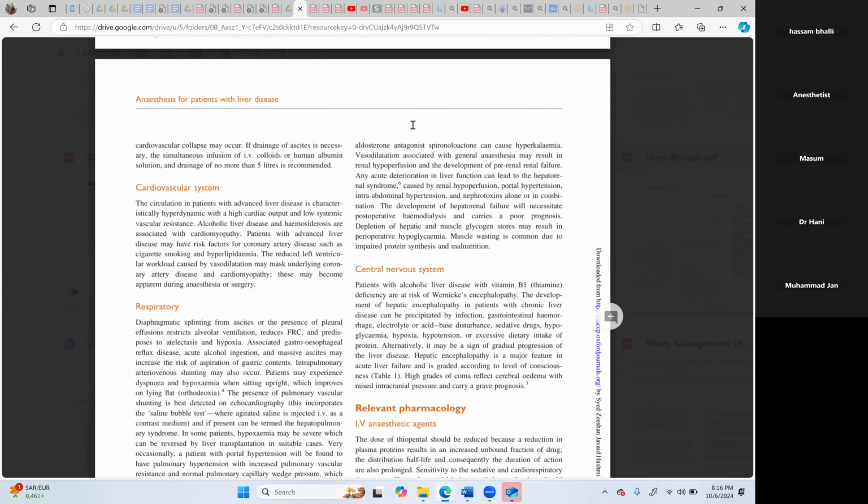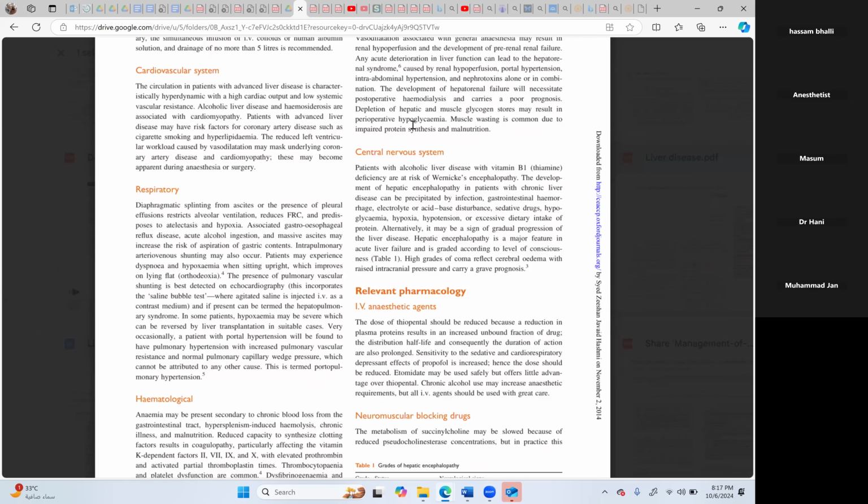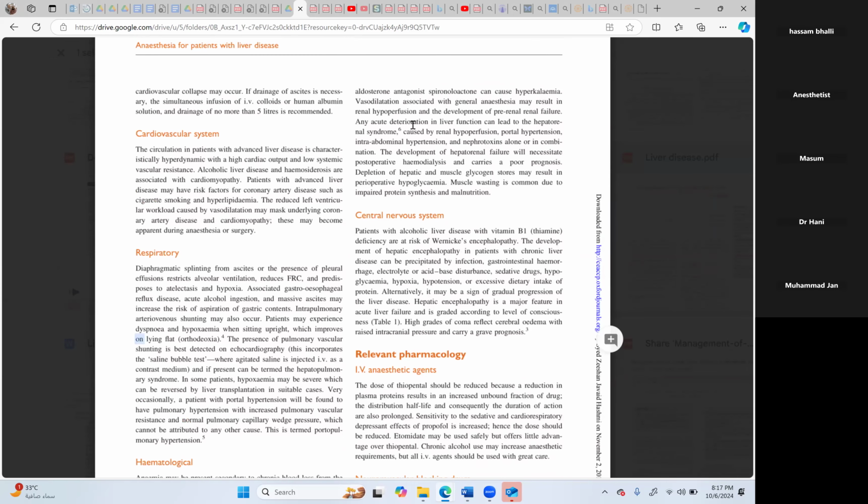Okay. So we have covered respiration, we have covered the cardiovascular system, the hematological system. Now, hepatic encephalopathy is usually precipitated by multifactorial things, but usually if there is, for example, a GI bleed or infection, there is more chance of ammonia production. They have mentioned here: infection, gastrointestinal hemorrhage, electrolyte or acid-base disturbance, sedative drugs, hypoglycemia, hypoxia, hypotension, or excessive dietary intake of protein. It will precipitate hepatic encephalopathy.